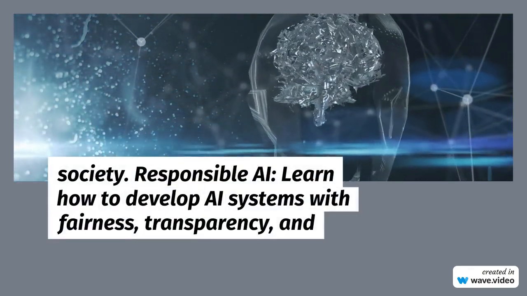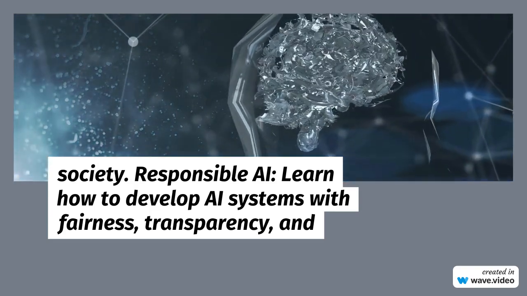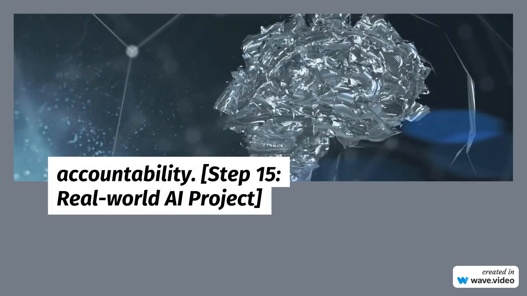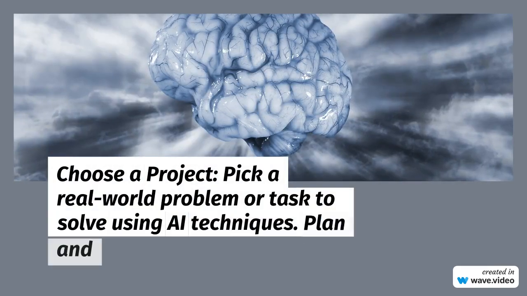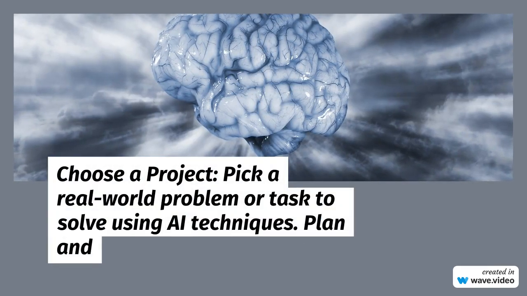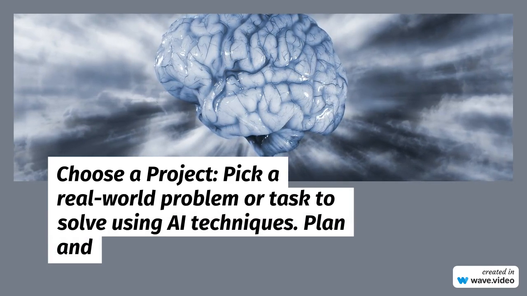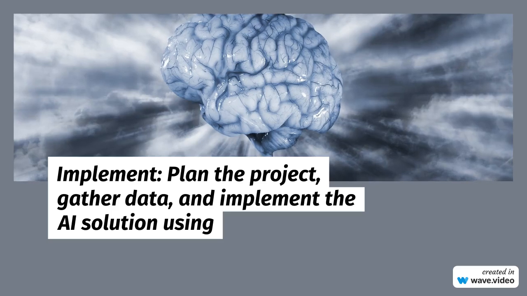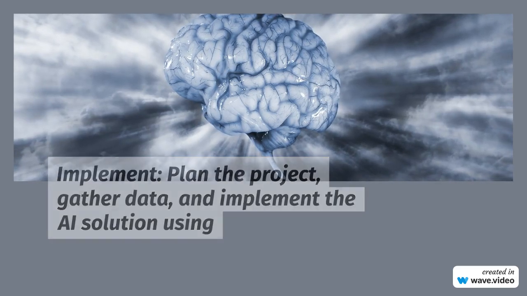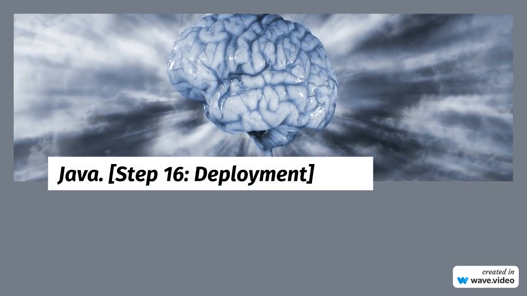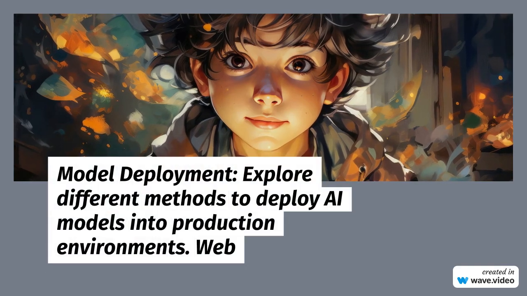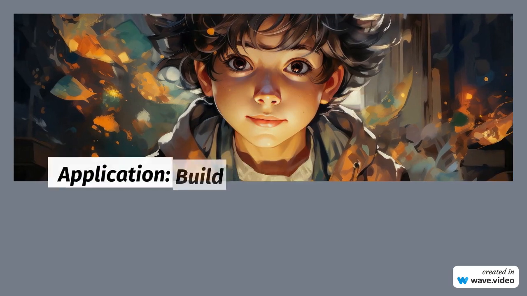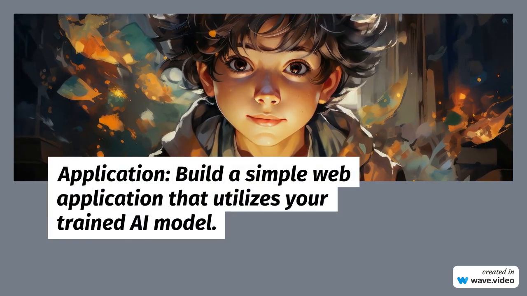Building neural networks: create and train a deep learning model using Java libraries like Deeplearning4j. Step 11: Natural language processing (NLP). NLP concepts: learn about NLP tasks like tokenization, part-of-speech tagging, and sentiment analysis. Implement an NLP model. Build an AI-based chatbot using NLP techniques and a pre-trained language model.